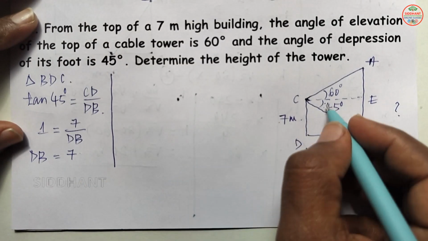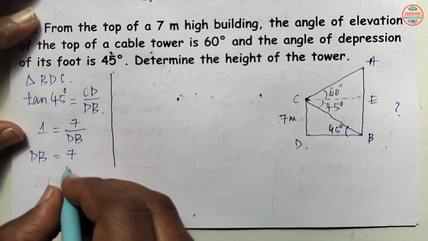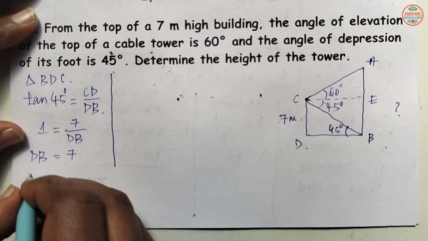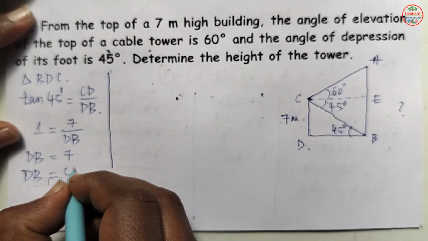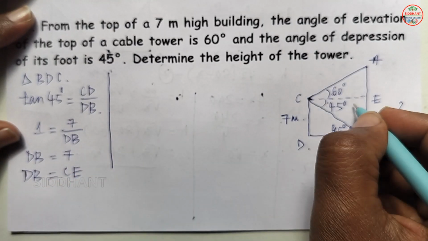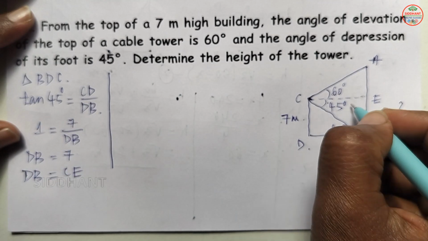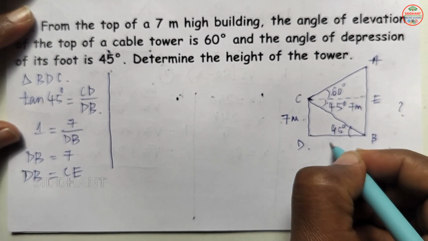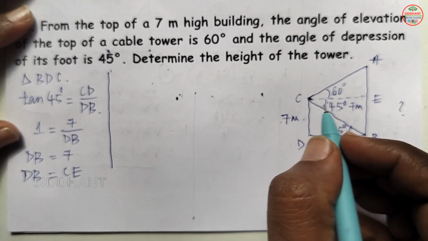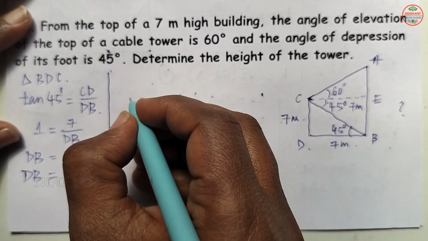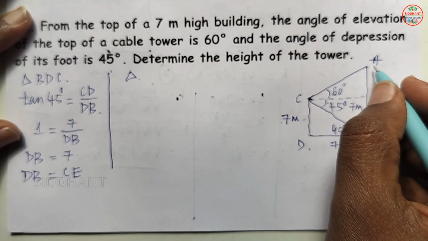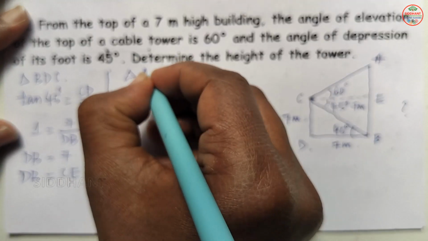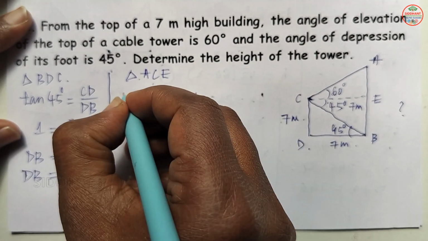Next we are going to take the triangle. So here BD, DB is equal to EC here, so both are equal. So here also 7 meters, here also 7 meters. So now we are going to take triangle ACE here.